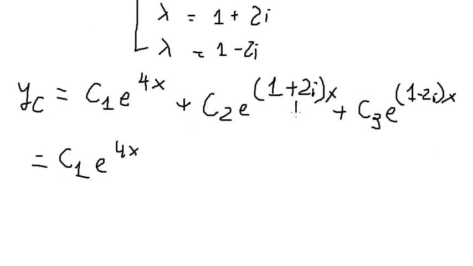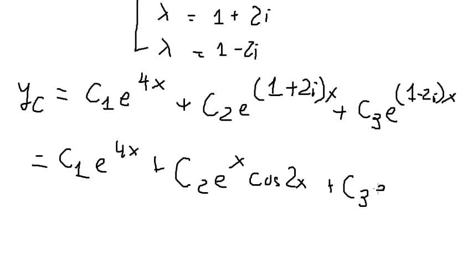This is the complex number in here. We can transform this one, e with the complex number, into trigonometry. So we will have c2 e to the s, because 1 with s you get s, and I will write cosine 2s. Similar for the next one, but we change to sine.